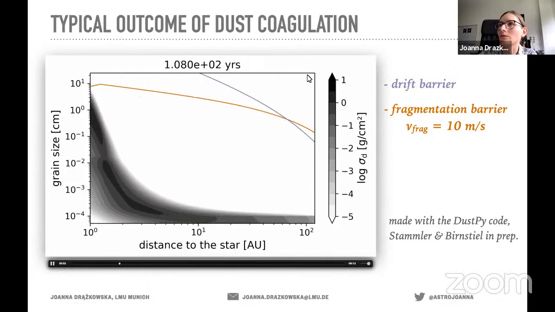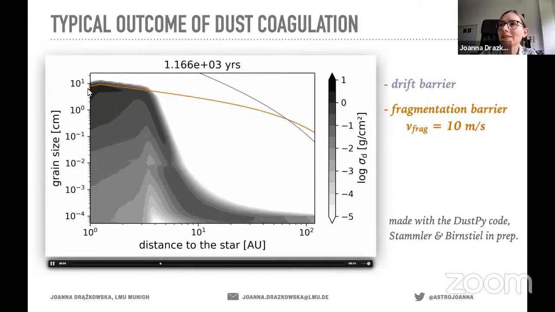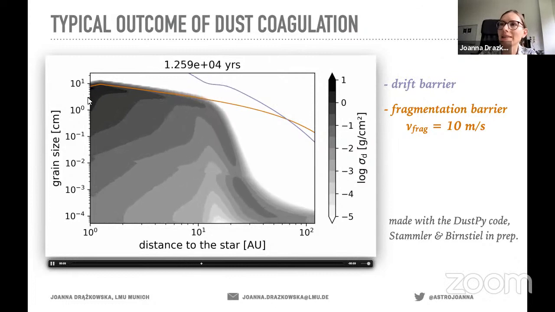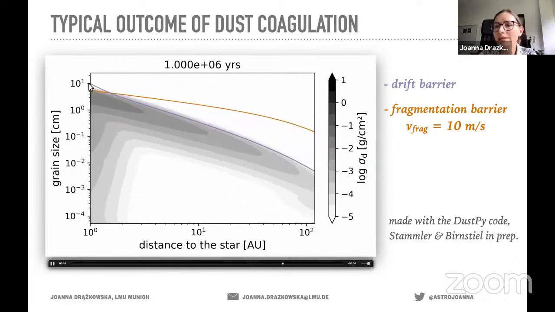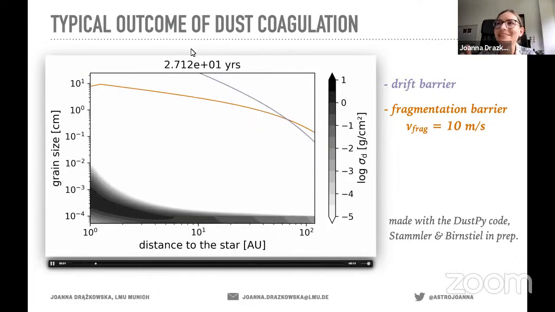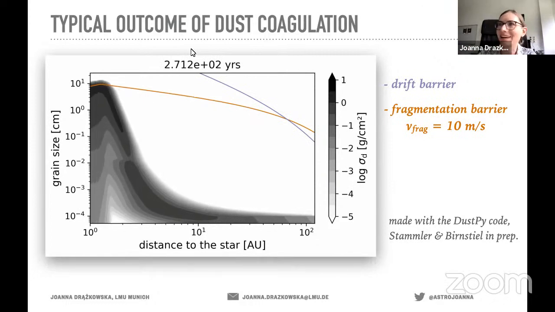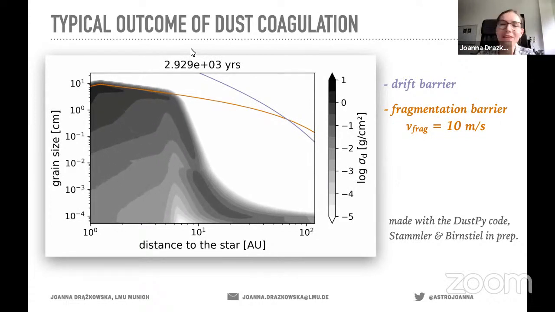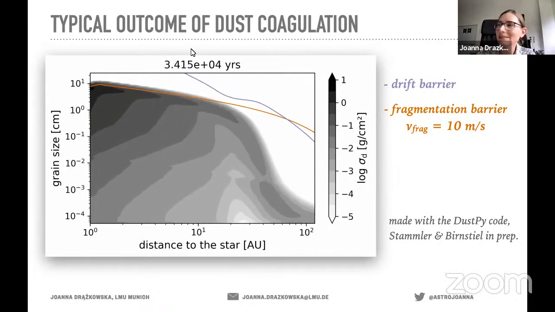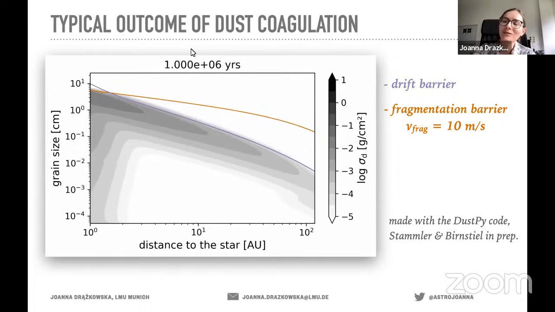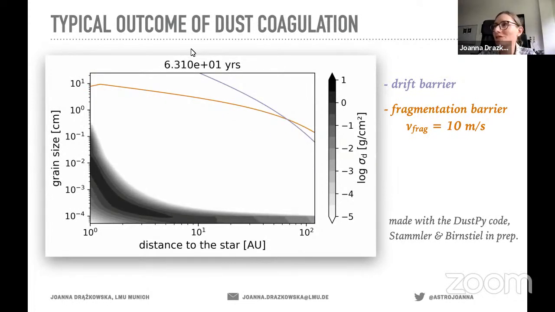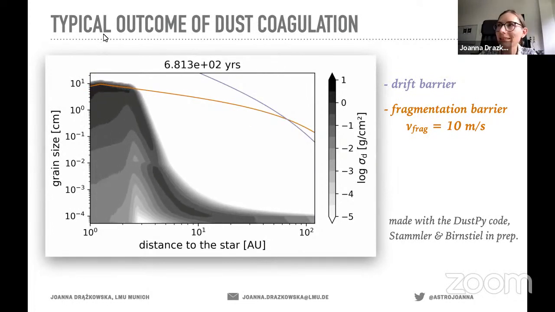So in this kind of typical model, the maximum grain sizes that we get are 10 centimeters. So how can we ever even form any planetesimals this way, right? When we have the fragmentation and radial drift, that is still a problem. That was the problem in the classical theory of planet formation, and it is something that we really have solved rather recently.